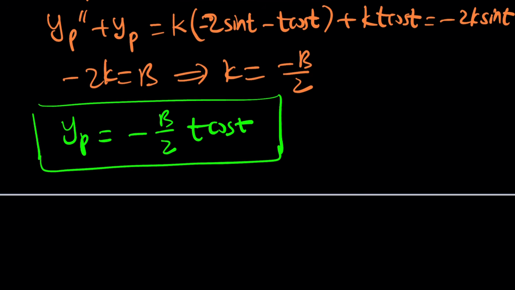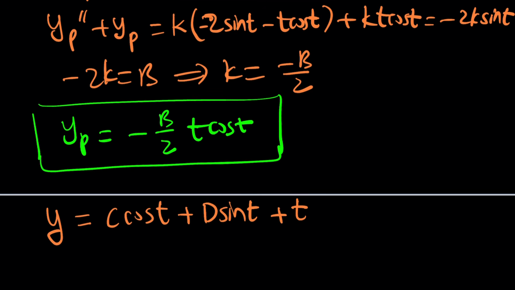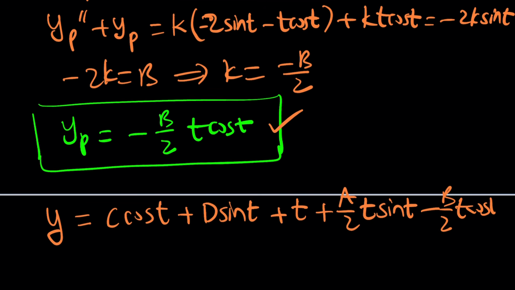Let's put it all together. Now is a good time, I think, to combine everything so that we can write the solution. Remember, from the homogeneous equation, we had c cosine t plus d sine t. And then we got the t for the t. And then for the cosine t piece, we got a over 2 t sine t. And finally, minus, which is this piece, b over 2 t cosine t. That will be the solution for y, the general solution, right?